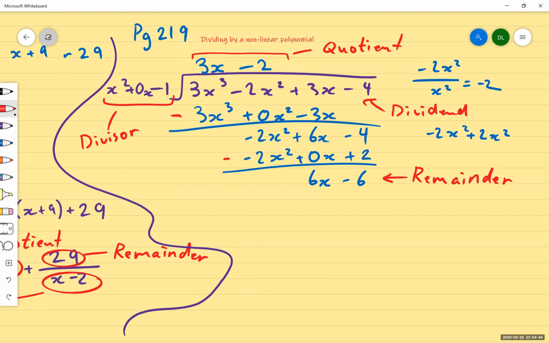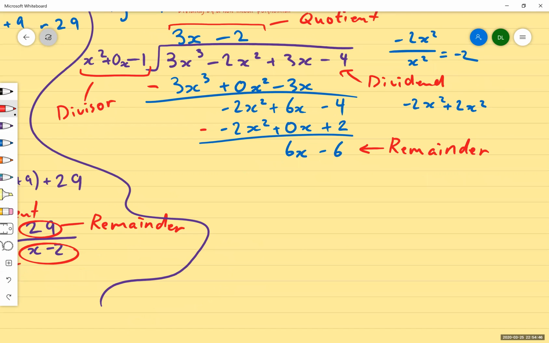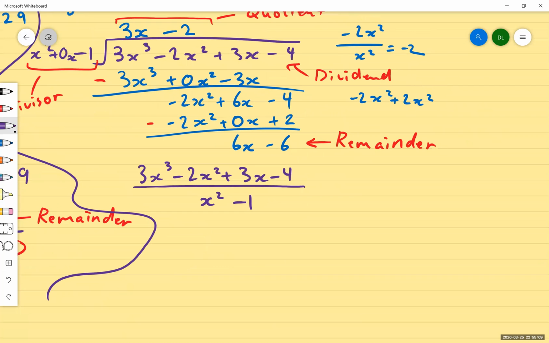So let's express our answer properly. 3x cubed minus 2x squared plus 3x minus 4 is divided by x squared minus 1. We can write plus 0x inside, but that's just going to make things a bit messier. So let's stick with x squared minus 1. That equals 3x minus 2 plus, now my remainder is 6x minus 6, but that has to be divided by my divisor, so x squared minus 1.